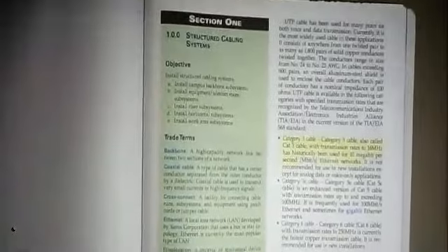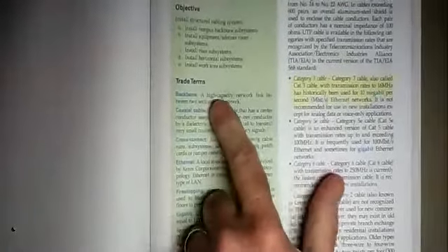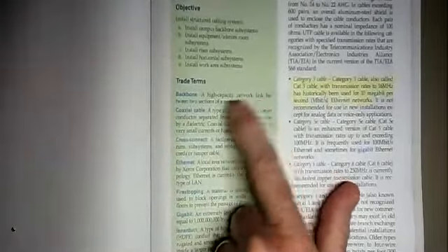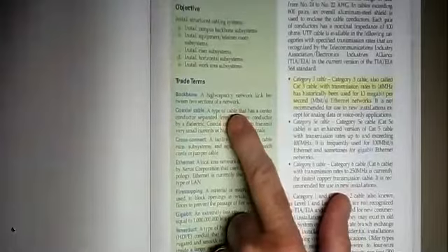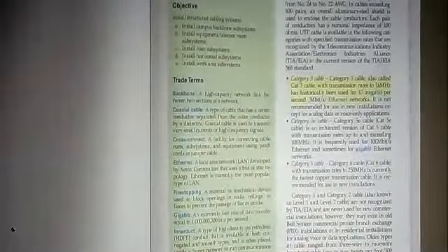Structured cabling systems. Backbone is a high capacity network link between two sections of a network. So you have a campus backbone and a riser backbone. We'll take a look at that in a moment.